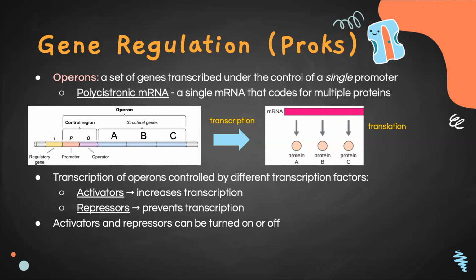So gene regulation, and we're going to be focusing on prokaryotes in particular. In this case, we're talking about the trp operon in this class. An operon is a set of genes transcribed under the control of a single promoter. And then just the terminology, polycistronic mRNA. That means it's a single mRNA that can code for multiple proteins. For example, this is one single mRNA, but it has a lot of different genes encoded within it. So a single mRNA can code for many different proteins.